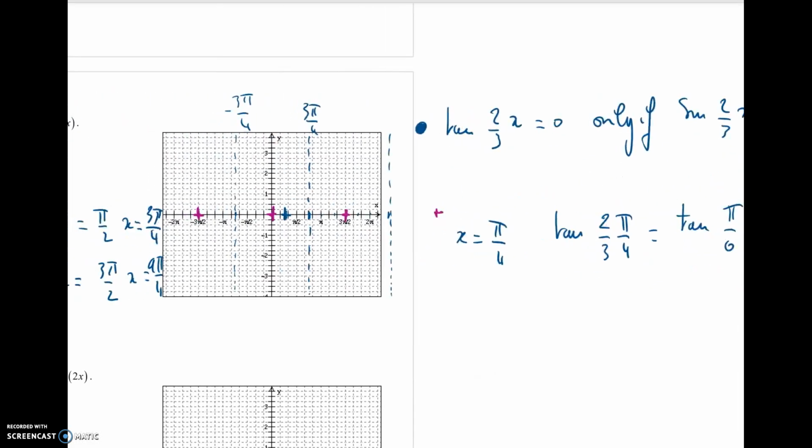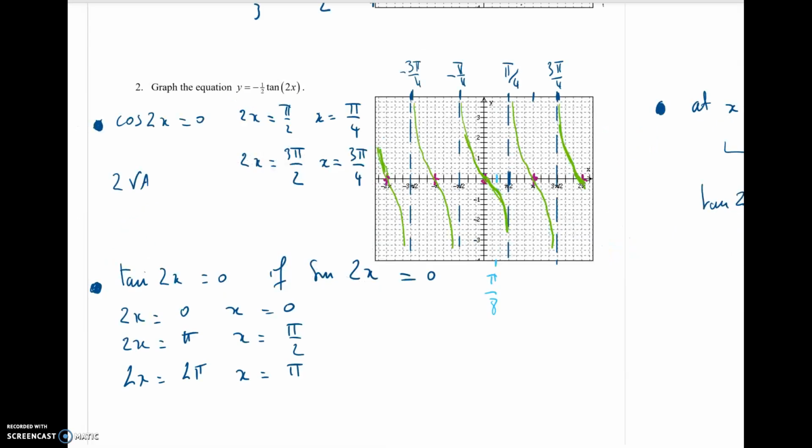So I know that I'm supposed to have a point somewhere like this, and I can fairly say that I can expect something looking like that for this function. Alright guys, so on problem number 2, negative 1 over 2 tangent 2x, we apply exactly the same idea. We're looking first for the vertical asymptote.